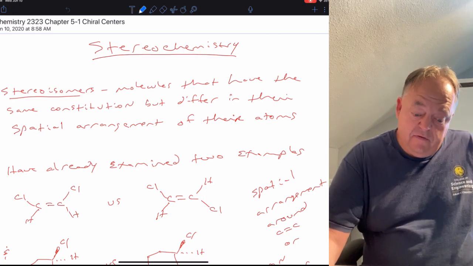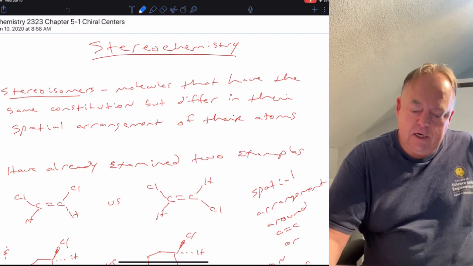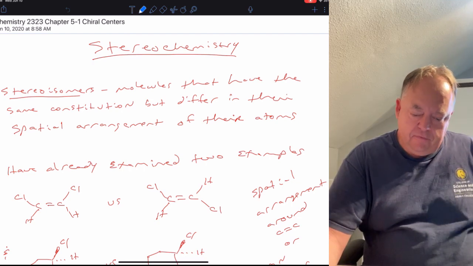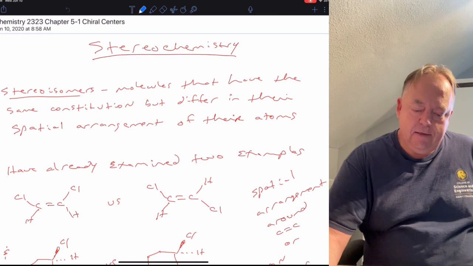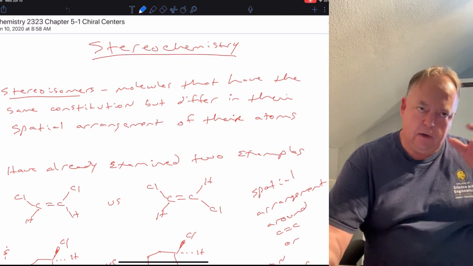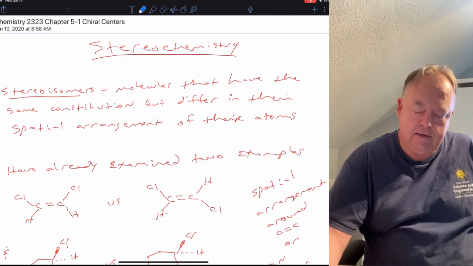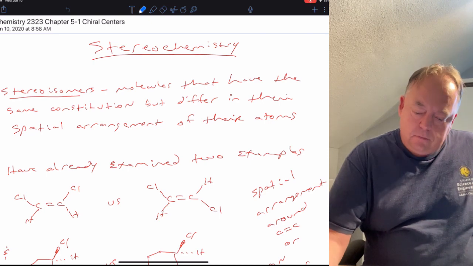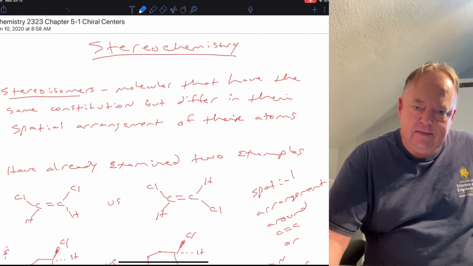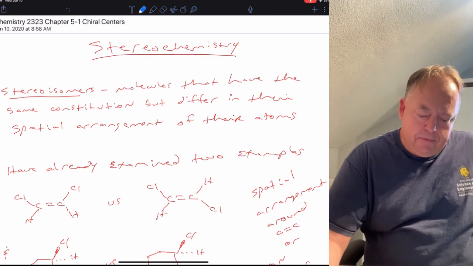But this is a very visual subject. It really helps if you can see molecules in your mind's eye, and if you can rotate molecules in your head and things like that. But it is a difficult subject for a lot of students, a lot of definitions, a lot of terminology to understand in this chapter. So definitely a chapter to spend some time studying and make sure you understand these concepts.